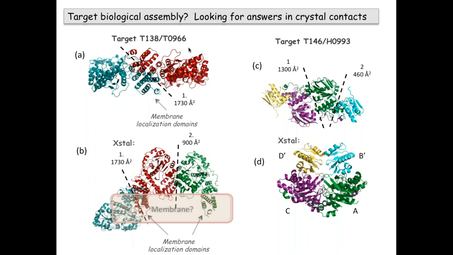Which biological unit is correct is not known, but at least this is something that we have to look at. And on the right hand side, C and D, you have a similar situation where you have a dimer of similar subunits, and you have two smaller subunits interacting on both sides of a particular dimer interface. But if you look at the crystal, you find a much more globular arrangement where the turquoise and the yellow subunits really interact with each other. So it's not completely straightforward.